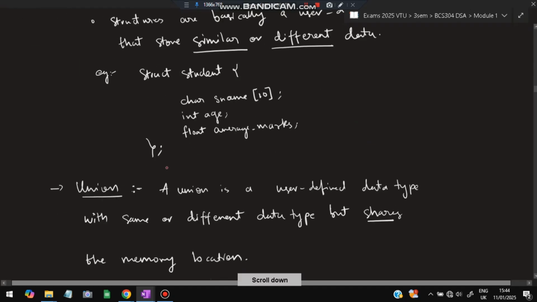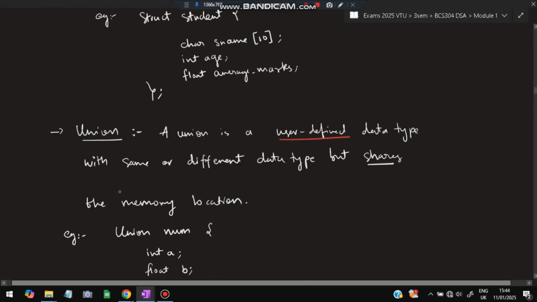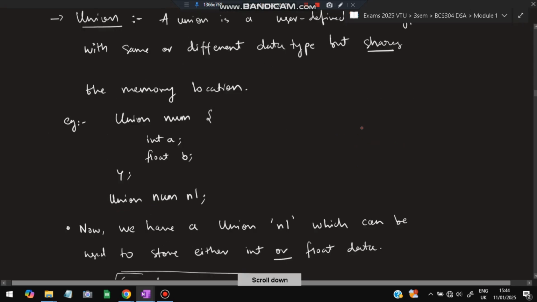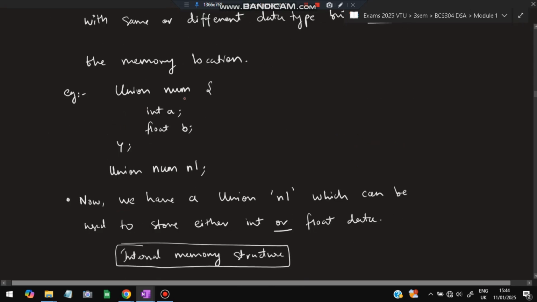Now what is union? Union is a user defined data type with the same or different types of data but it shares the memory location. This is the keyword you need to write here. It shares the memory location. Okay, what do you mean by share? See, for example, if I define a union num and write int a and float b, and I declare an instance of it, n1 is the union here. Okay, n1 is a union which has a and b. Now we have a union n1 which can be used to store either a or b, either int or float.